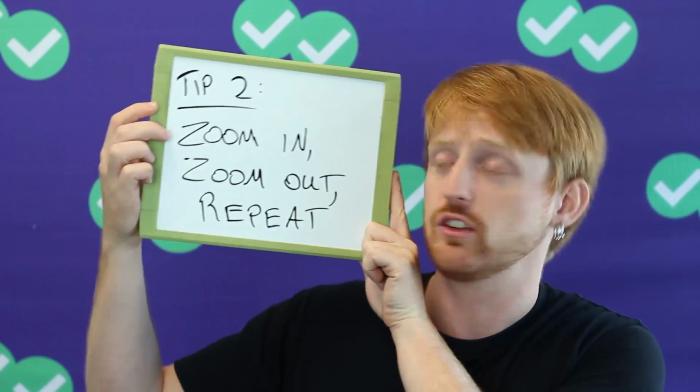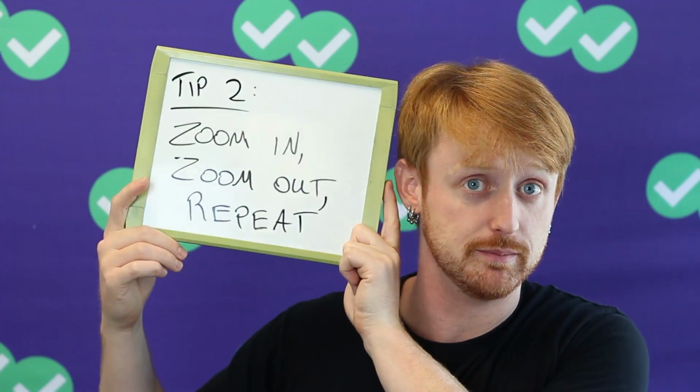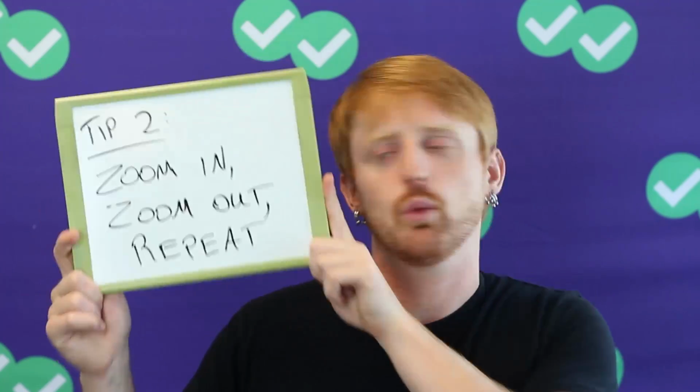So zooming in means focusing on one specific thing, and zooming out means going more general. So another way to say this is specific, general, repeat. All right, what do I mean? What is this on the essay?